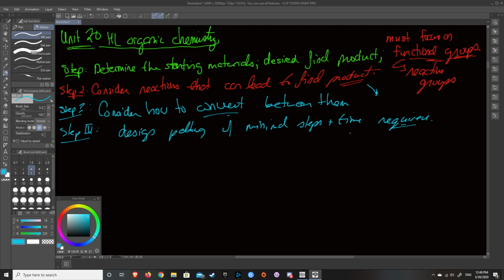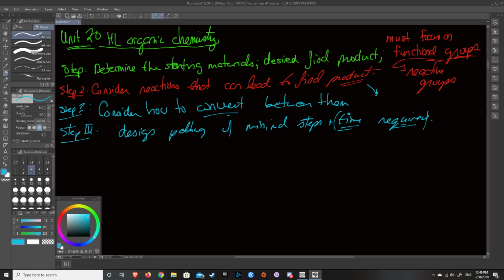So to design a pathway with minimal steps, basically with minimal steps you minimize the time. So basically you minimize loss and you minimize the time it takes you to do the reaction. So if you imagine, synthetic steps are not always efficient.